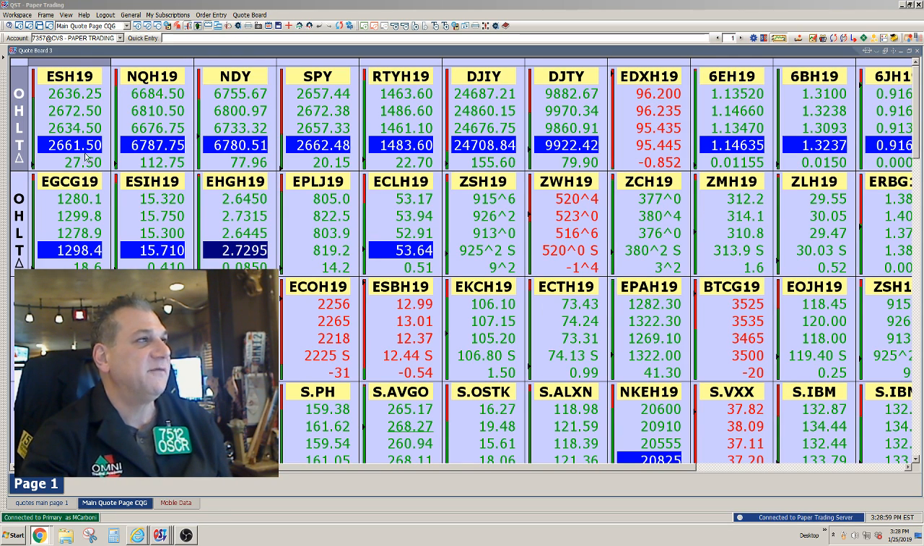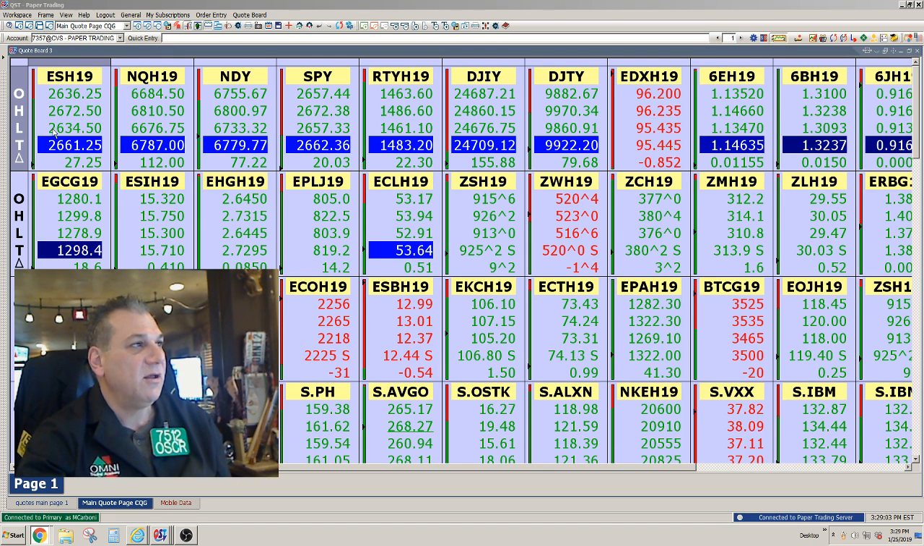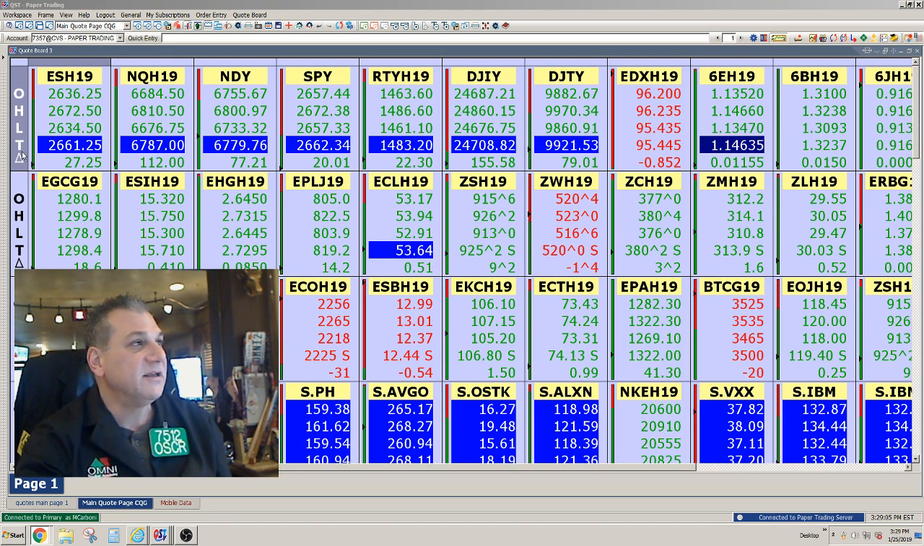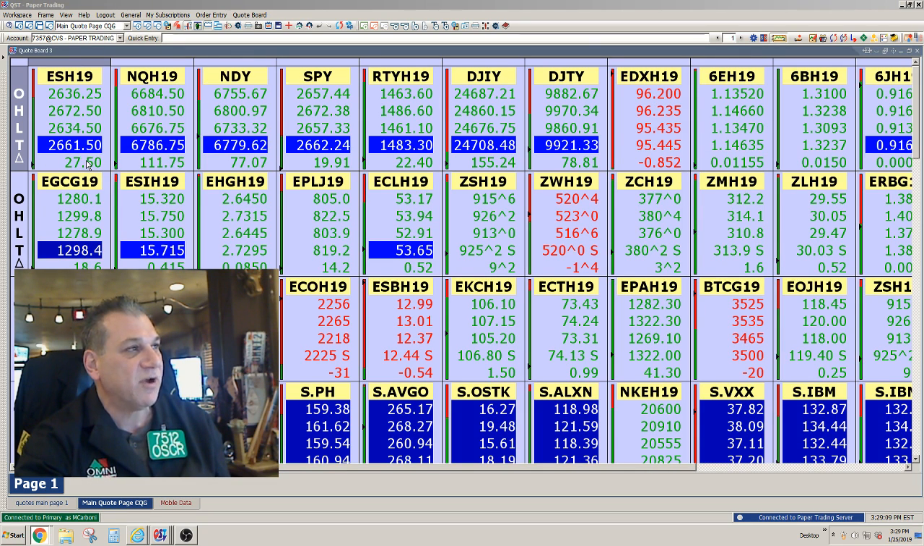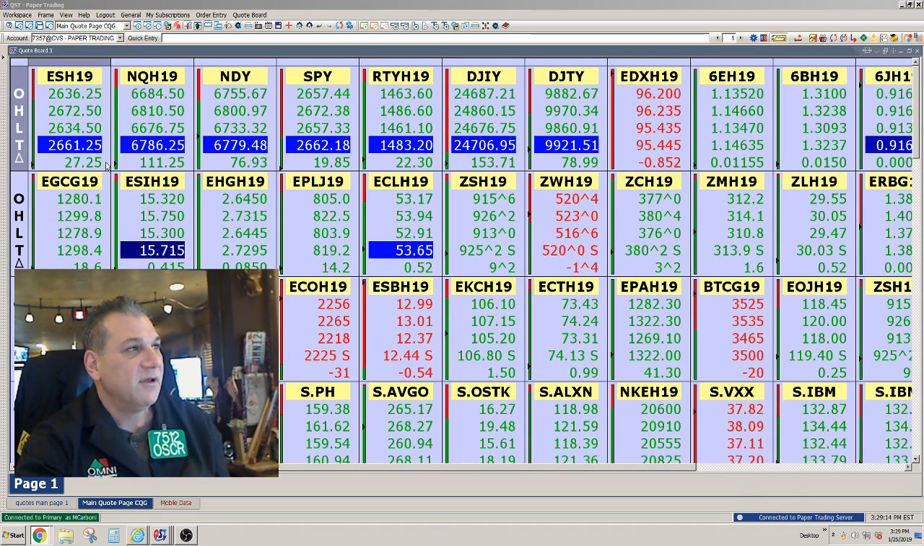So what's all of this stand for? O is open. H, high. L, low. Simple stuff, right? T is close. Then this tells you if it's up or down by how many. So last price. This is net change, up or down. Then there are heat meters. If there's more buying than selling, it's green. If there's more selling than buying, it's red.